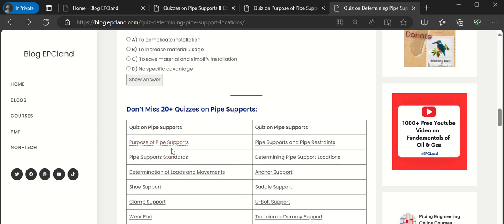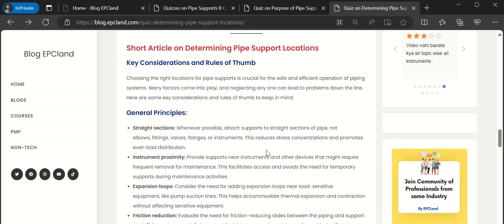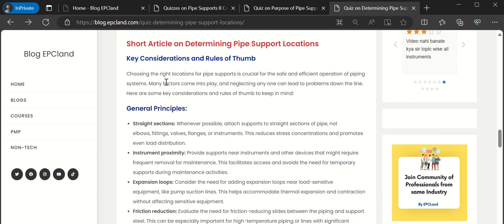In previous sections we talked about the purpose of pipe support and pipe restraints, and pipe support standards. Now in this section we are going to talk about how we determine the pipe support locations. What are the various parameters? If you see here, you can look into various principles.